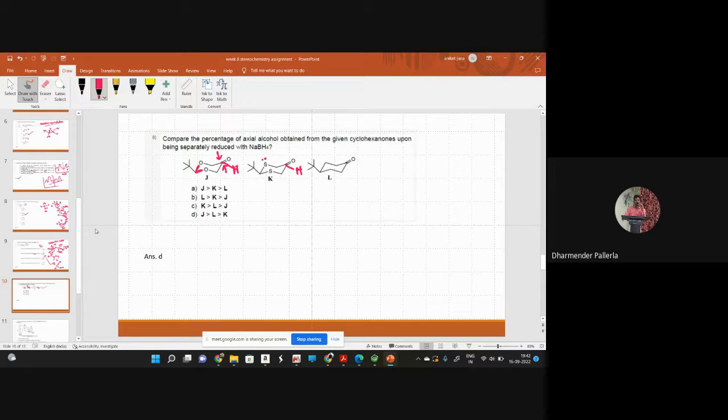In my opinion, the correct answer for this is A: J greater than K greater than L. Because L has 1,3 diaxial hydrogens. I think A is the correct answer, not D. In J and K there are no axial hydrogens, only lone pairs on sulfur and oxygen. These two are in the same group, and oxygen is smaller than sulfur. So attack of the nucleophile in option J is more favorable than K, and then the least is L.